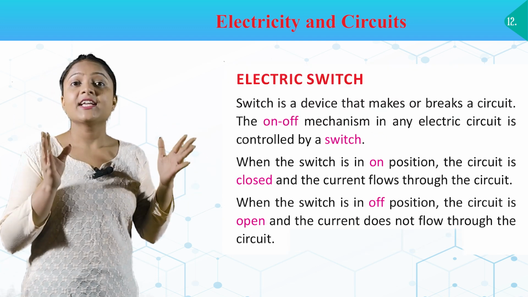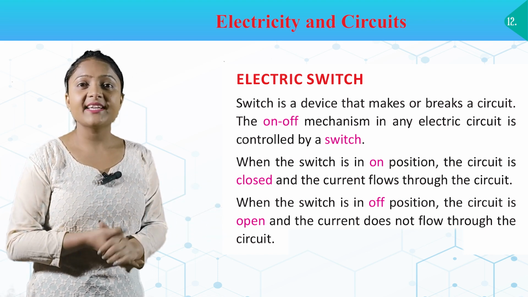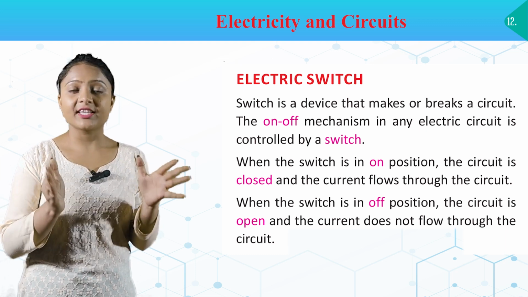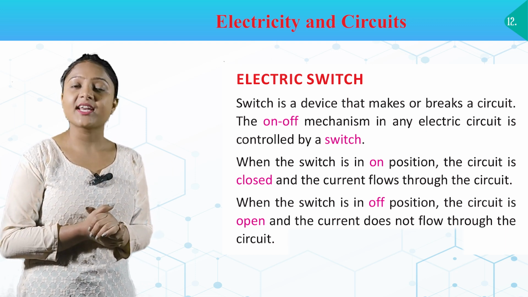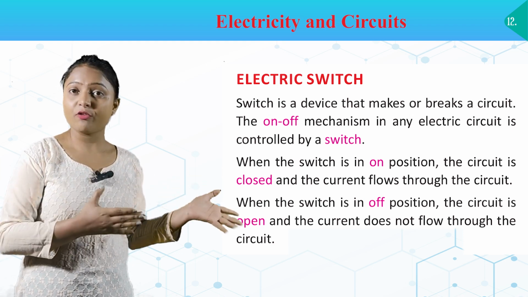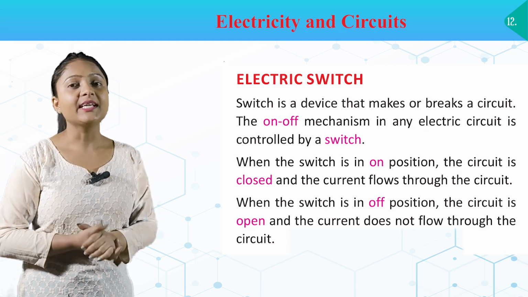Electric switch. A switch is a device that makes or breaks a circuit. The on-off mechanism in any electric circuit is controlled by a switch. When the switch is in the on position, the circuit is closed and the current flows through the circuit. When the switch is in the off position, the circuit is open and the current does not flow through the circuit.